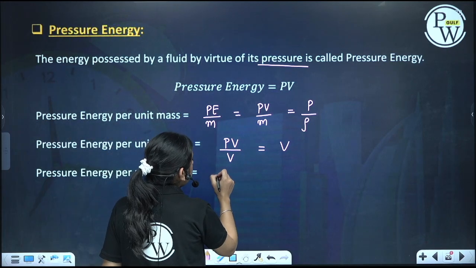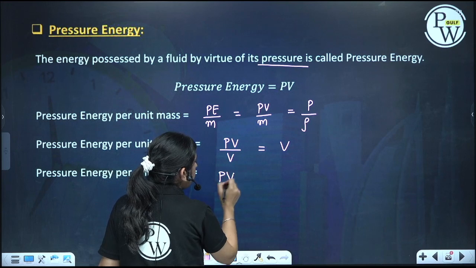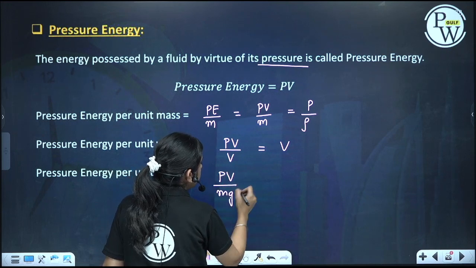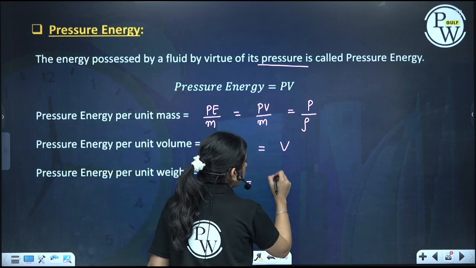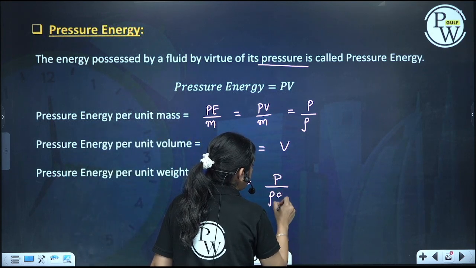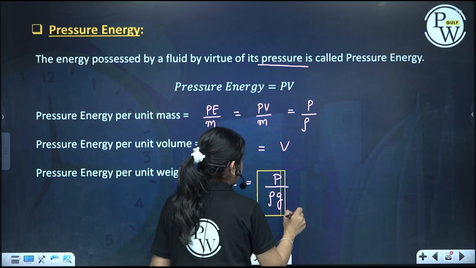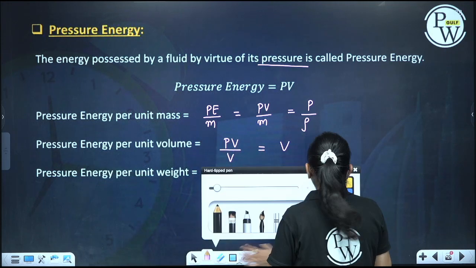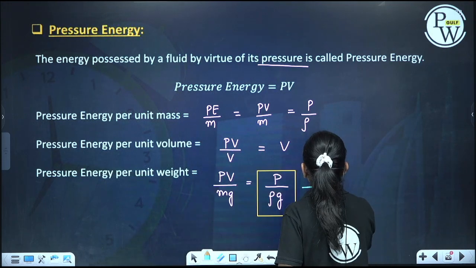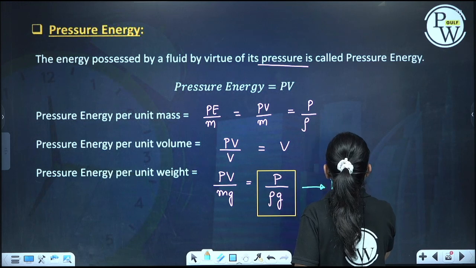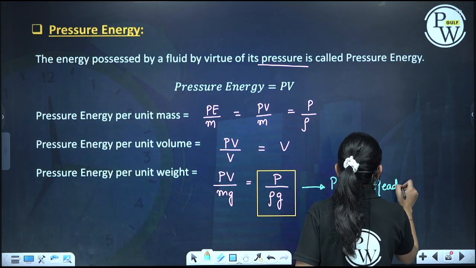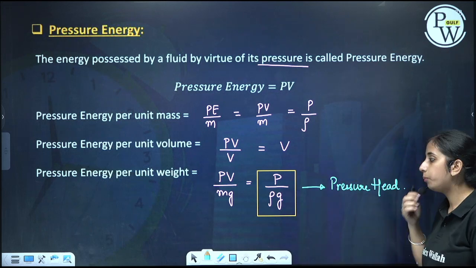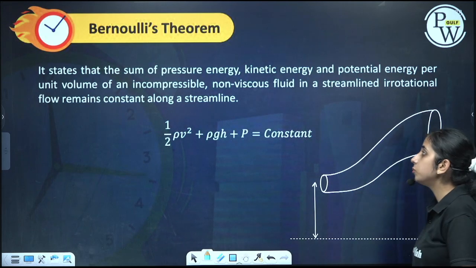Pressure energy per unit weight, that is PV divided by mg. So when we divide mass by volume, this will become P by rho g, and this is called pressure head. Pressure energy per unit weight is called pressure head. Let us come to Bernoulli's theorem.